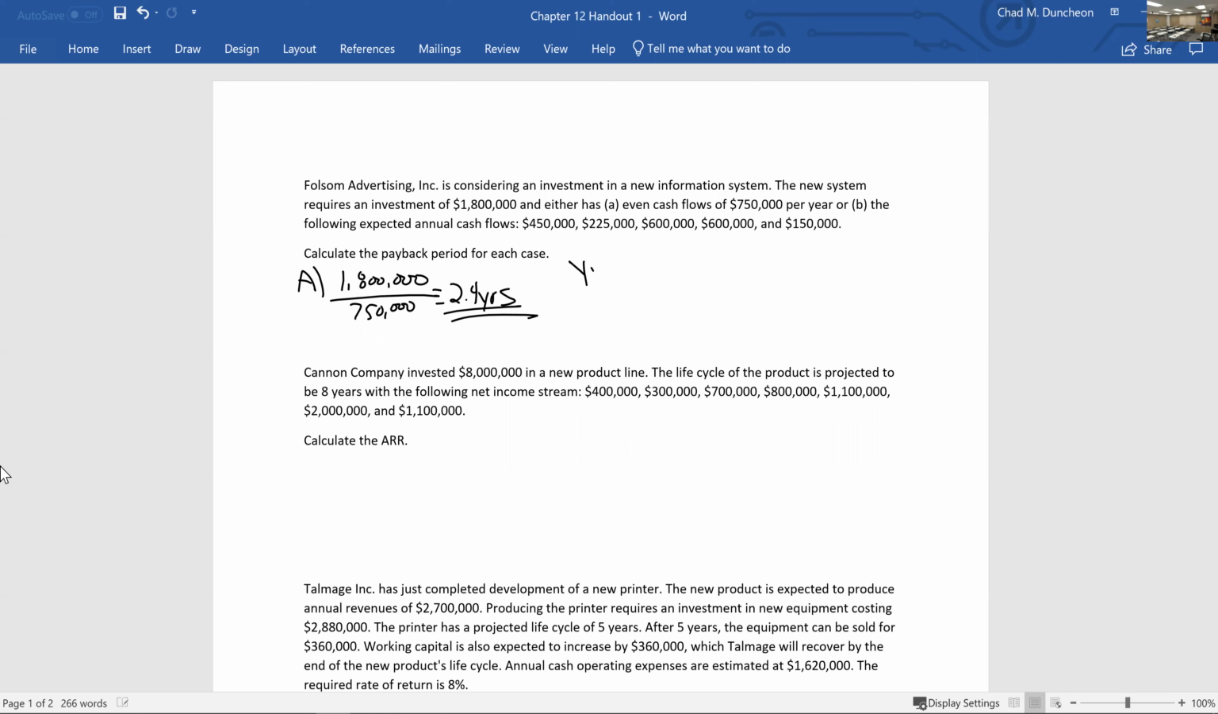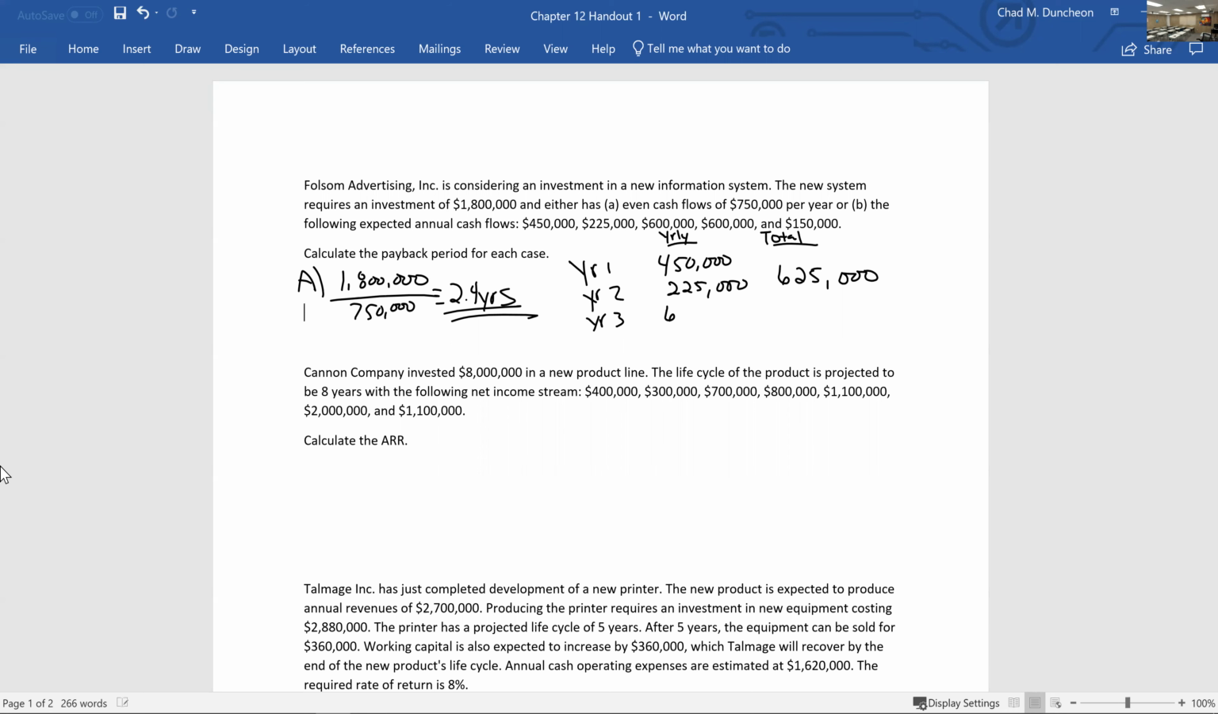So in year one, our cash flow was $450,000. So I make two columns up here, a yearly and a total. In year two, the cash flows are $225,000. So in total now, we have gotten $625,000 recovered. Remember, we are trying to recover that initial investment of $1.8 million.